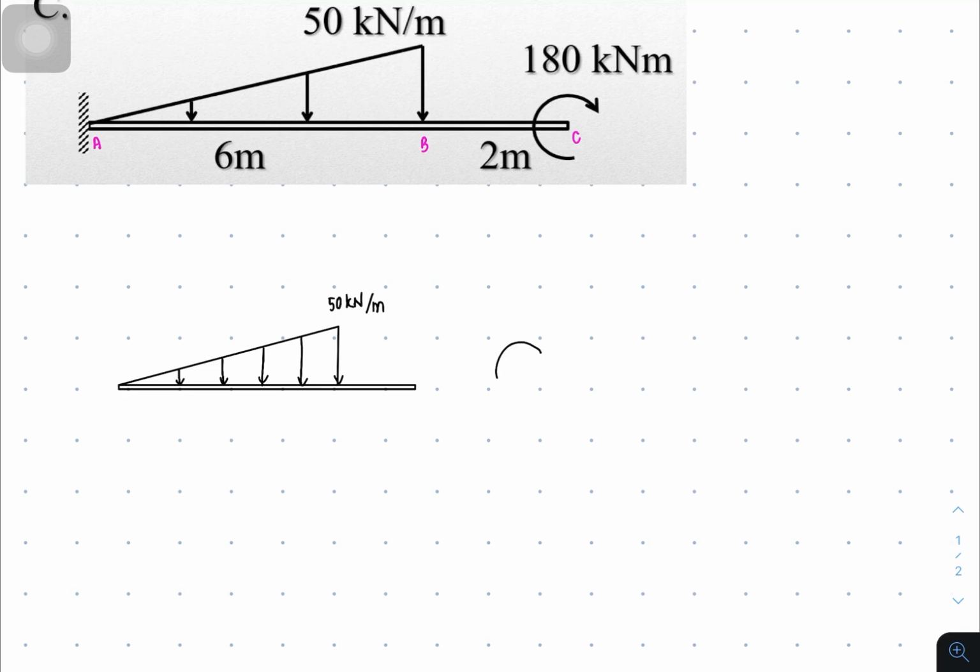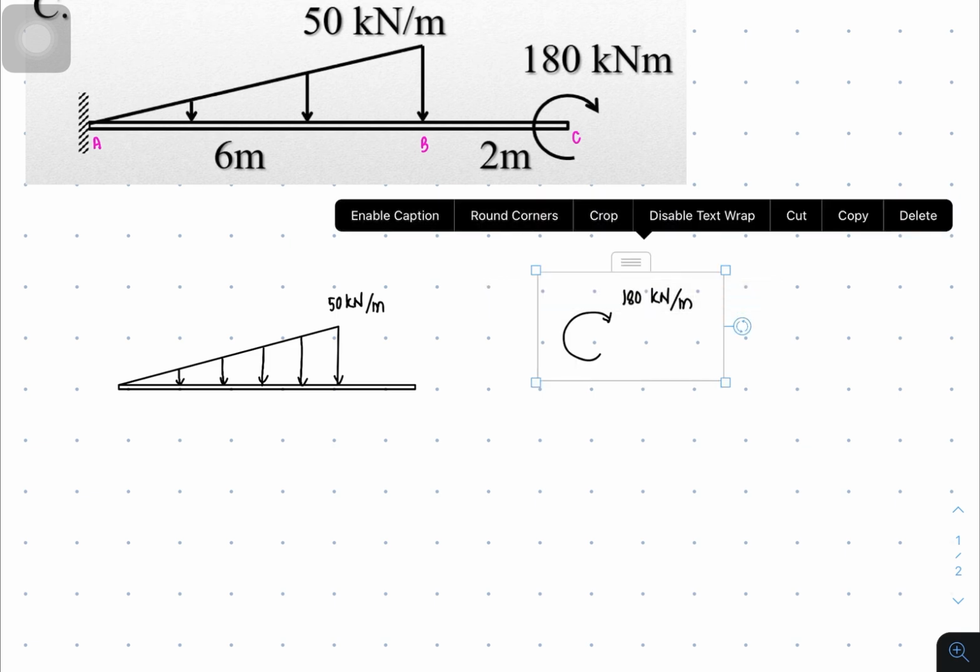that load. And this one is 180 kilonewtons per meter.